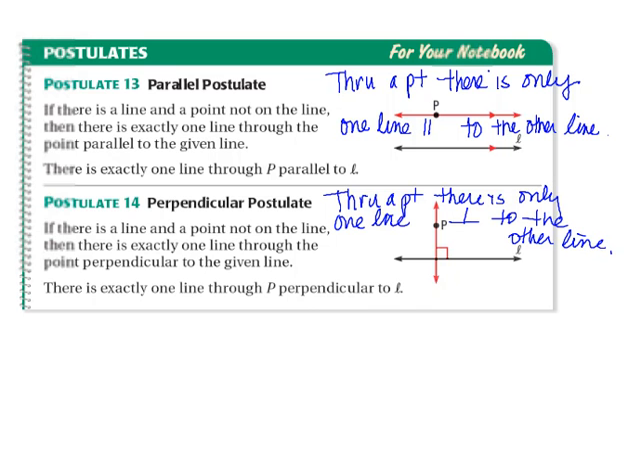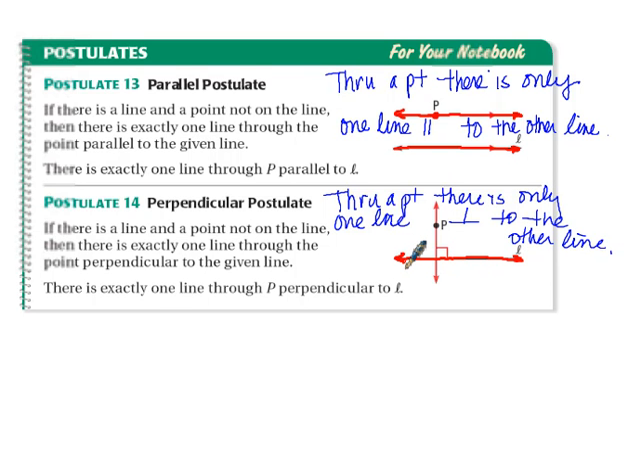We have two postulates talking about parallel and perpendicular lines. So if I have line L and a point P not on line L, and I want to draw a line parallel to L, I can draw exactly one line that is parallel through point P. Similarly, the perpendicular postulate says a similar thing, but for perpendicular lines, excuse me.